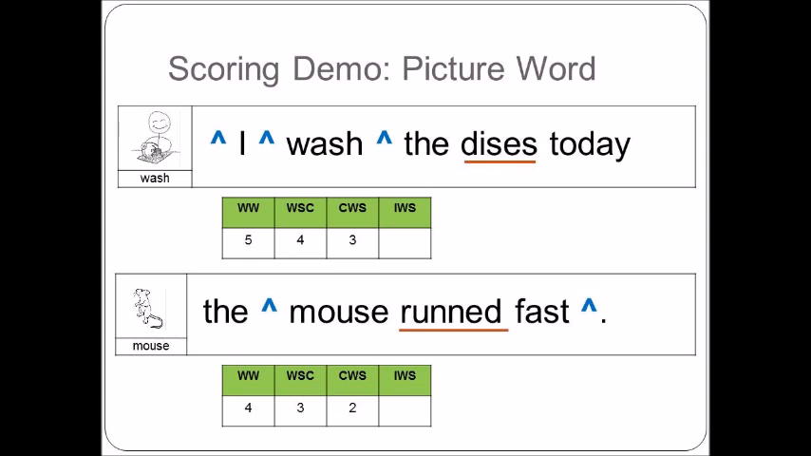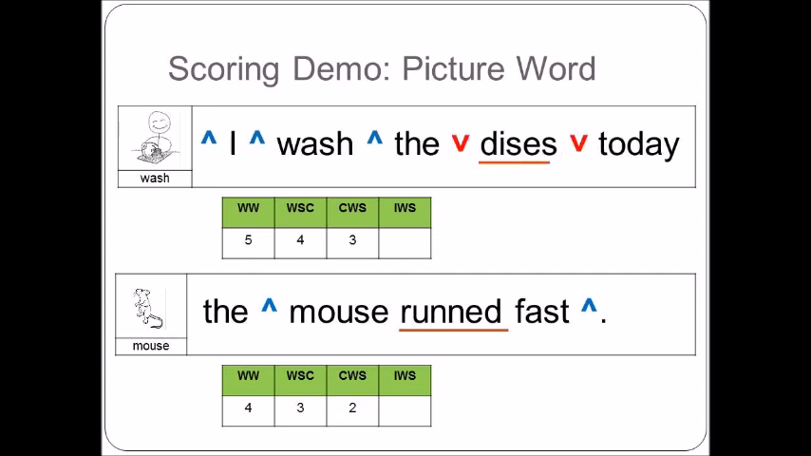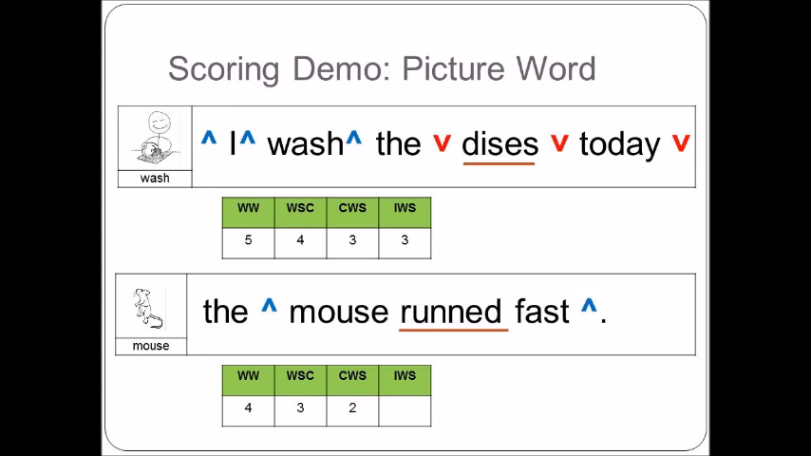Now let's score incorrect word sequences. On sentence 1, we see that the word dishes was underlined because it was misspelled, so it gets 2 red downward facing carets on either side of it. The last word today was spelled correctly. However, the sentence does not end with a punctuation mark. So the student gets an incorrect word sequence from the last word to the missing punctuation mark. So we see that sentence 1 has 3 incorrect word sequences.